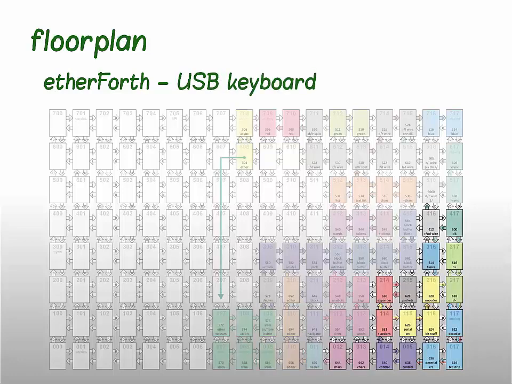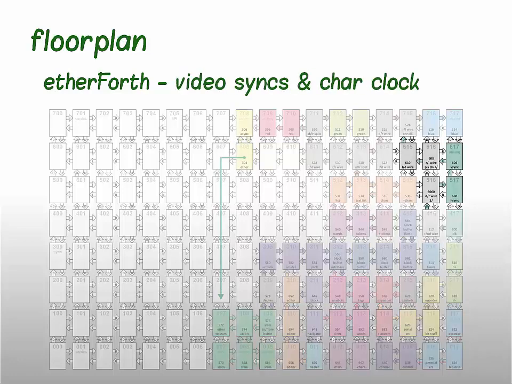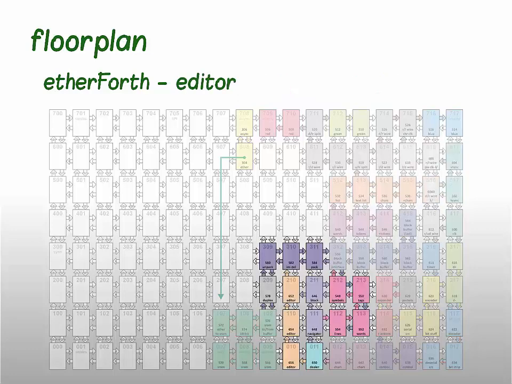Here is the USB host and keyboard controller, and this part generates horizontal and vertical sync signals as well as character clock, which is fed into node 715 internally, so we don't need any external wire. It uses the USB oscillator as its clock source. And the last part is an editor, which I am going to show in action now.